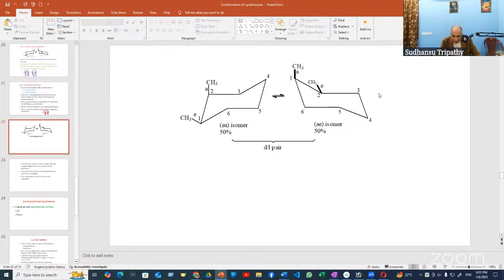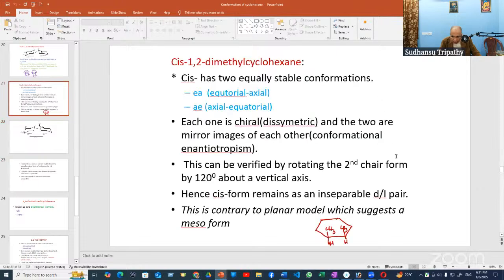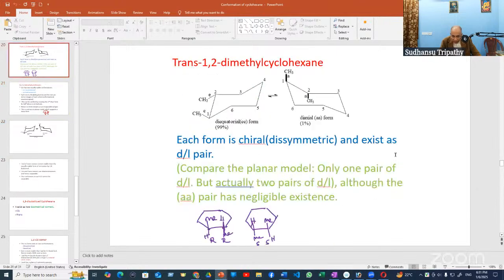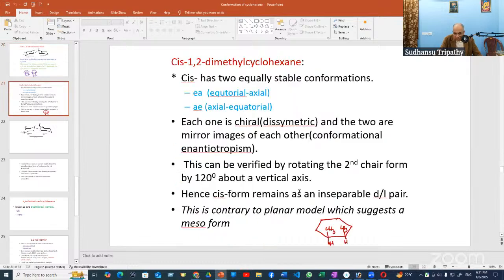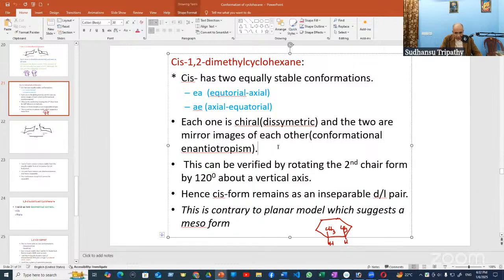How? Because here we have not written the interaction energy anywhere. Because one axial means there will be two GBIs. Have you written? No. So I think it's not correct. So the interaction energy here, each one is chiral and the two are mirror images of each other.